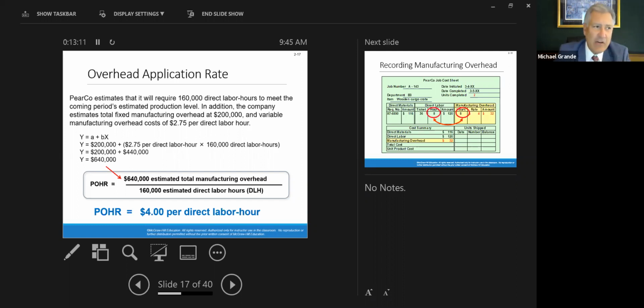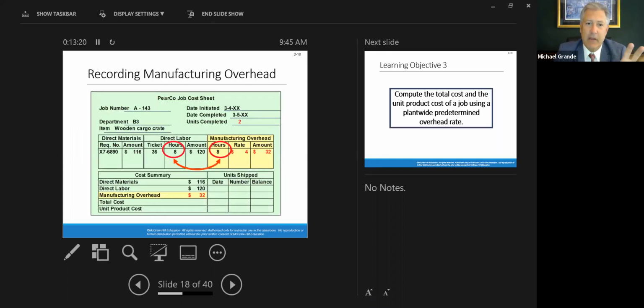So with that number, we can go ahead and now complete our job cost sheet. Remember, we had materials of 116, we had direct labor of 120, and now we can allocate manufacturing overhead to this particular job. They put 8 hours of direct labor, and the predetermined overhead rate is $4. Manufacturing overhead allocated to this job is $32.